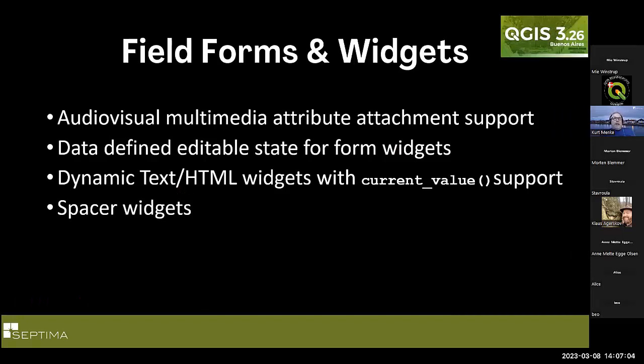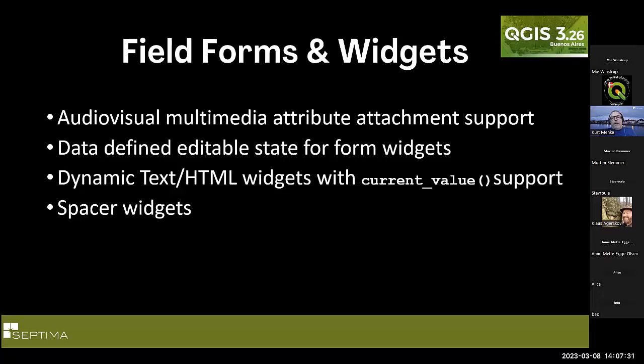One area that saw a lot of development was in the field form widgets in QGIS. So it's now possible to have audio visual multimedia attribute attachments. So we've been able to have photographs as attachments, but you can now have videos and audio files as well. So this could be really nice, for example, for use with Mergin Maps, collecting field data.